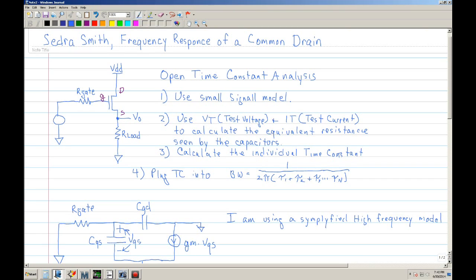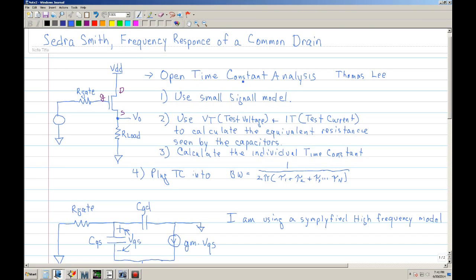Hi, welcome to the frequency response of a common drain. The technique that I'll be using is the open time constant analysis. It's a technique that I've read in the Thomas Lee book, and it might be in the Sedra Smith book as well, but that's the place where I've seen it.